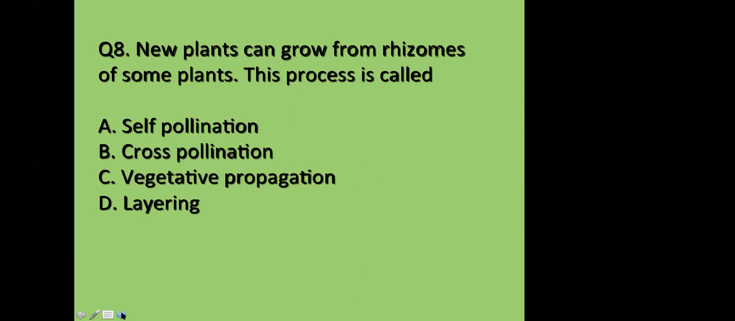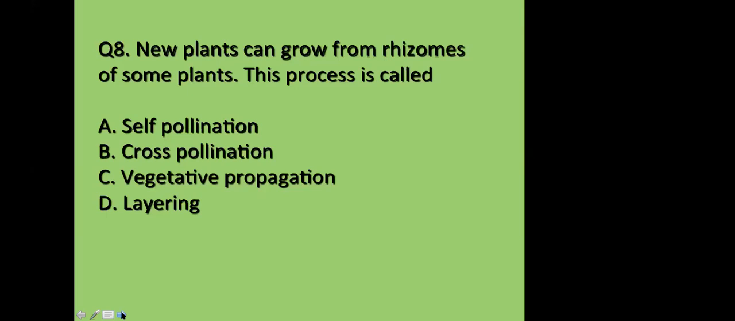Okay, no problem. It's okay. So there are two types of pollination. Pollination means transfer of pollen grains from the anther to the stigma. If it happens within the same flower, it is called self-pollination. If it happens between different flowers or different plants, that is called cross-pollination.